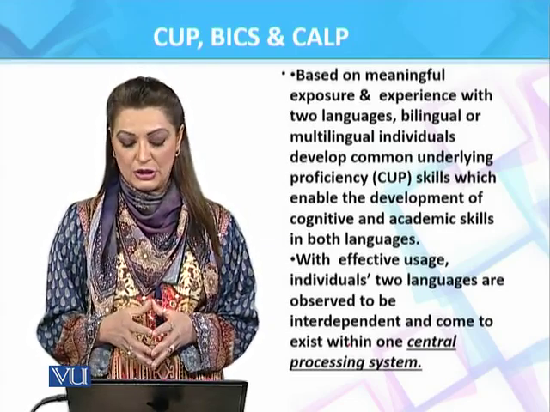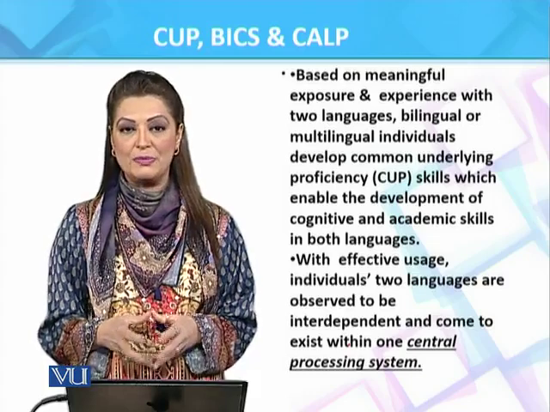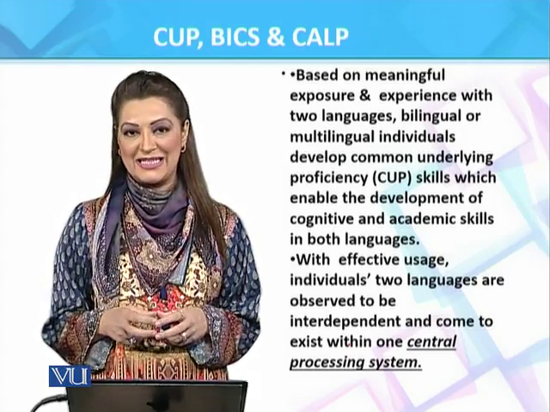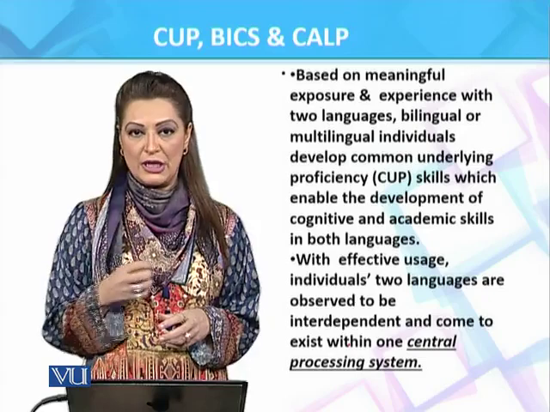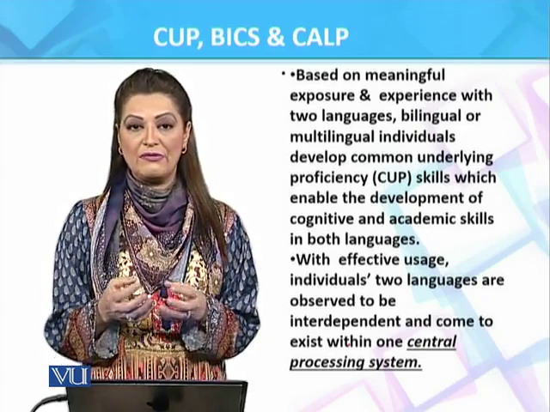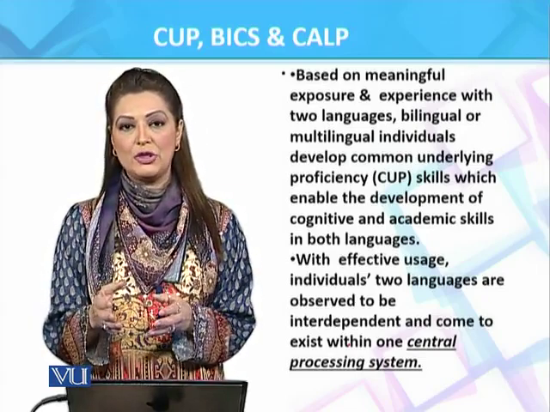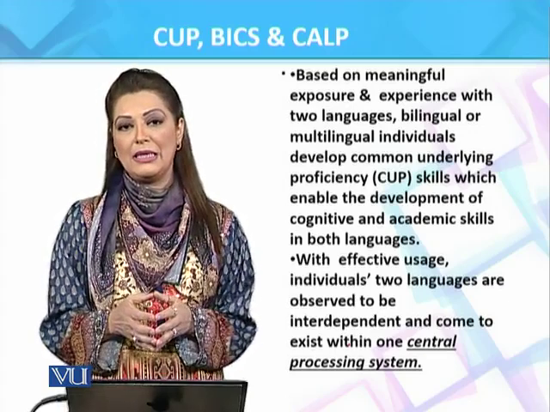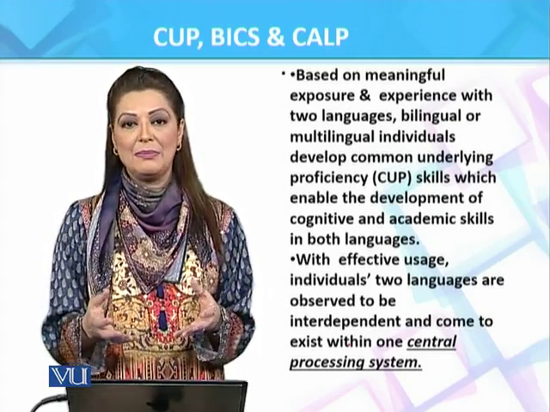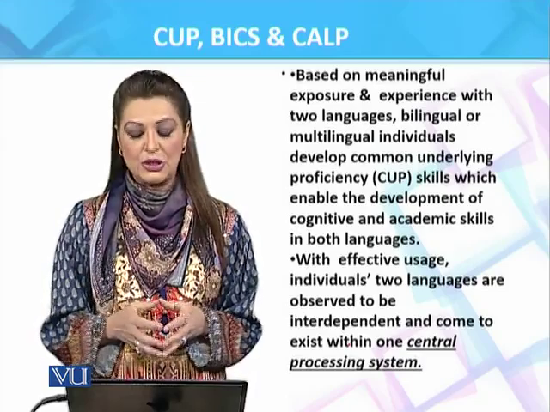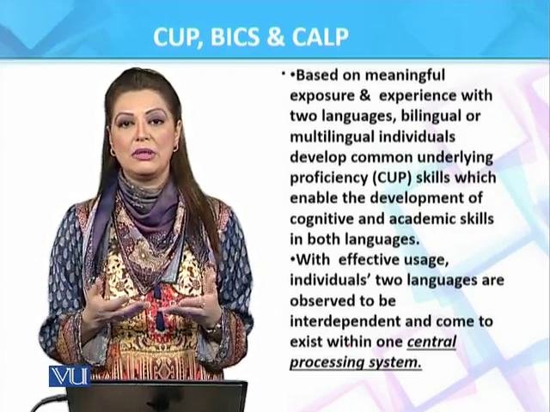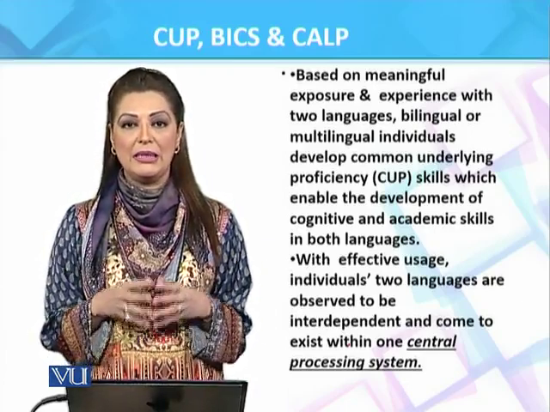With effective usage, individuals' two languages are observed to be interdependent and come to exist within one central processing system. So effective usage of a particular language helps individuals develop second language proficiency based on the understanding and knowledge of the proficiency they have in their first language, and that happens through the central processing system, which lies underneath the actual representation of the linguistic rules.